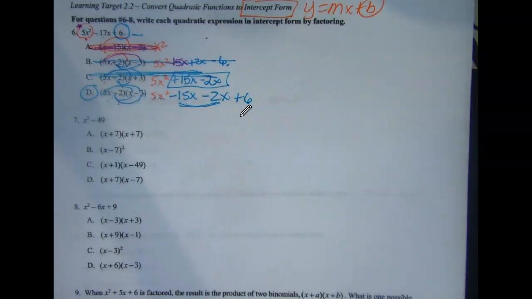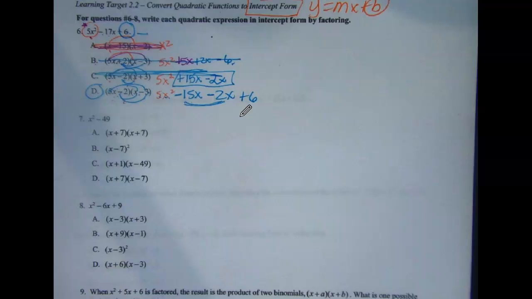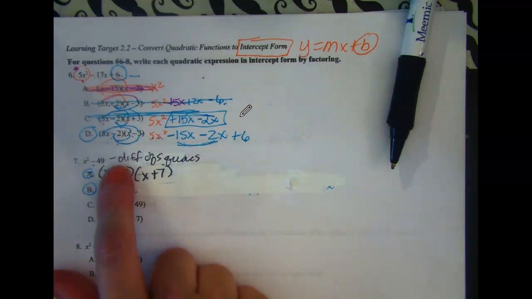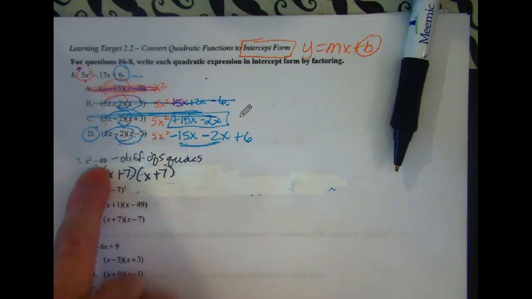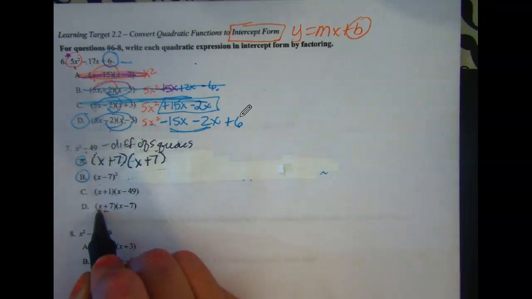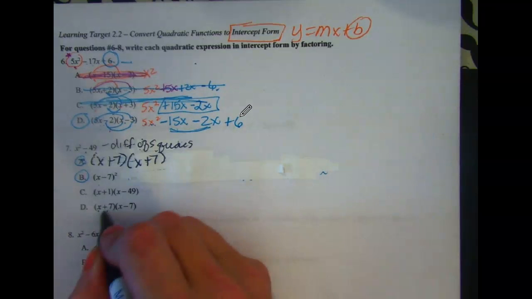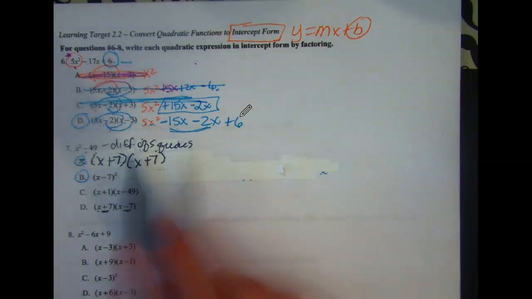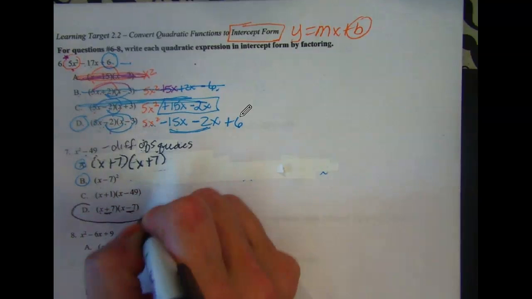All right. Now we're looking at 7. And 7 is that one where we call it a difference of squares. There's no middle term. So that's one, if you remember, is going to be that opposite sign. So we should have a plus 7 and a minus 7. It's a difference of squares. That's what we call it. So it has to be D.